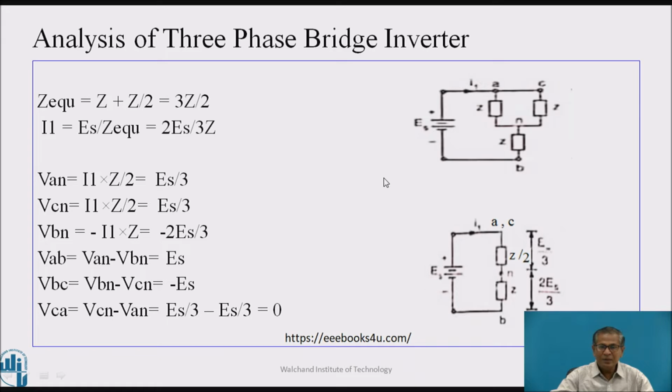Phase voltage VBN is equal to minus I1 into Z, so minus 2 ES by 3. The line voltage VAB is equal to VAN minus VBN, which is equal to ES. VBC is equal to VBN minus VCN, which is equal to minus ES, and VCA is equal to VCN minus VAN, which is equal to 0.